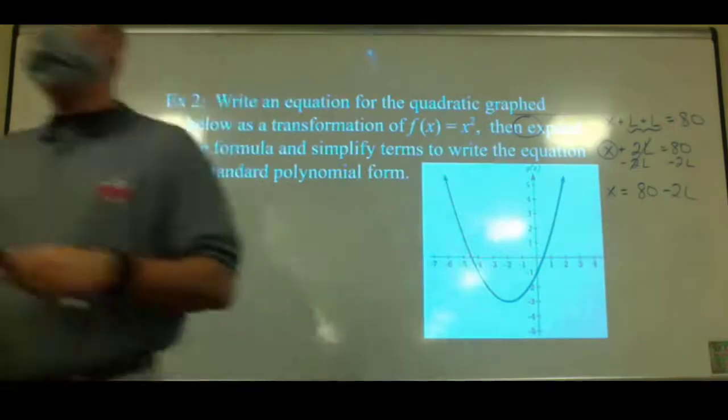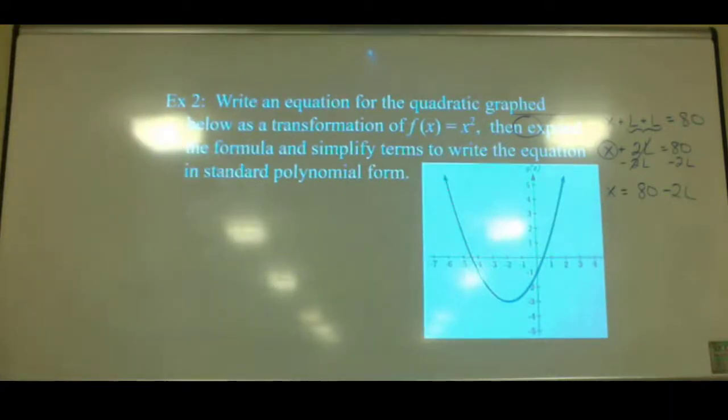To help us figure out what's going on with some other functions. Now, this one, we said all of these functions are going to be transformations of that parent function, that toolkit function. So this question asks us to write an equation for the quadratic graph below as a transformation of f of x equals x squared. Then expand the formula and simplify the terms to write the equation in standard form, which is ax squared plus bx plus c. Okay?